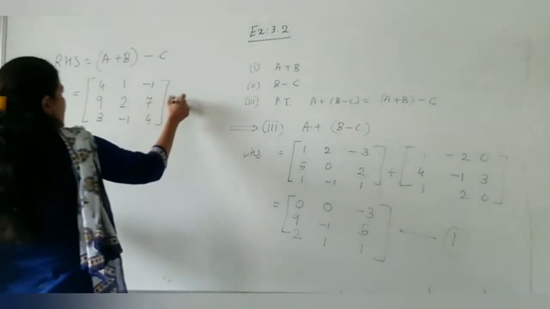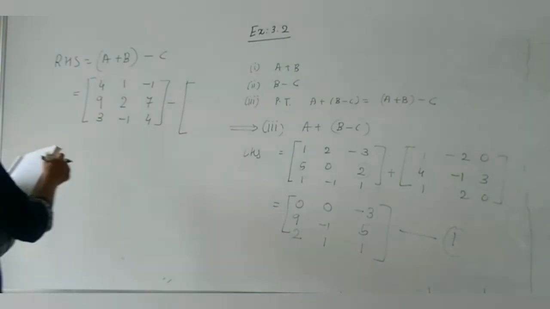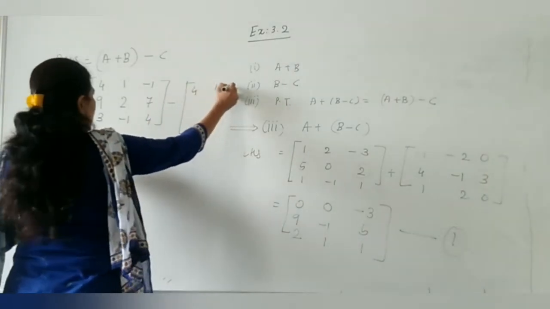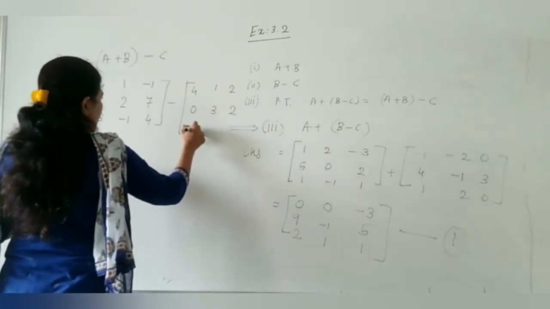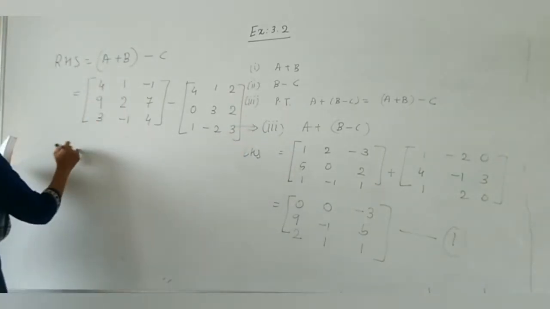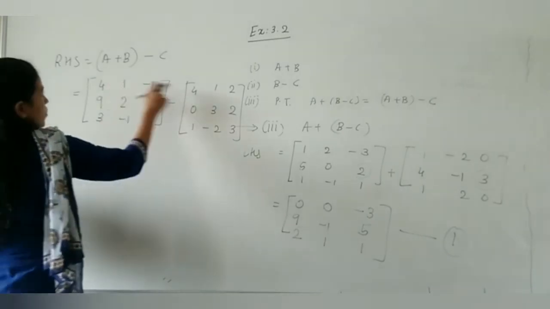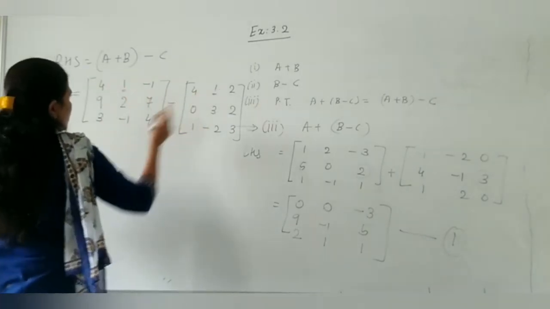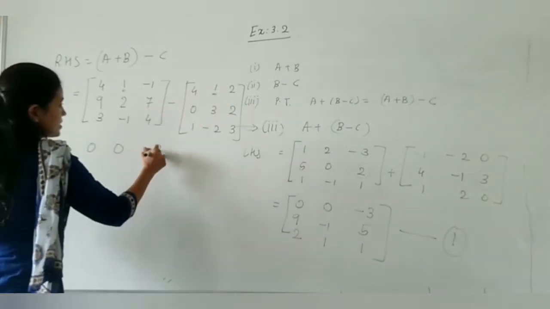And then minus C. What is your C, students? Just note down the element for C. That is 4, 1, 2, 0, 3, 2, and 1, minus 2, 3. So let me see what is the A plus B minus C. So 4 minus 4, 0. 1 minus 1, 0. Minus 1 minus 2, so it is minus 3.